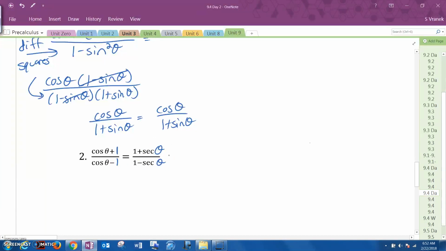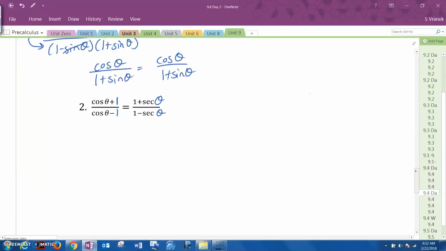Now this one can take you very long or very quickly. If you look at this, they both look very similar, so you can work the left or the right. There's nothing squared, so we can't do any identities like that first. We could rewrite cosine as 1 over secant or secant as 1 over cosine, and that'll make it a little messier.